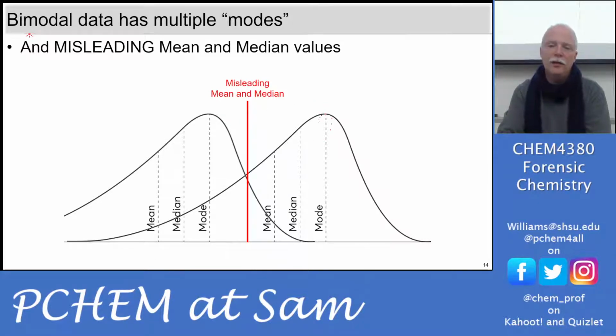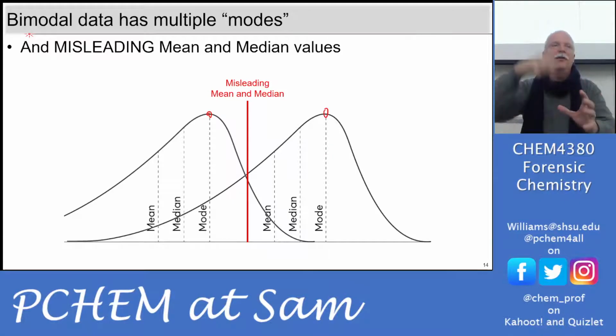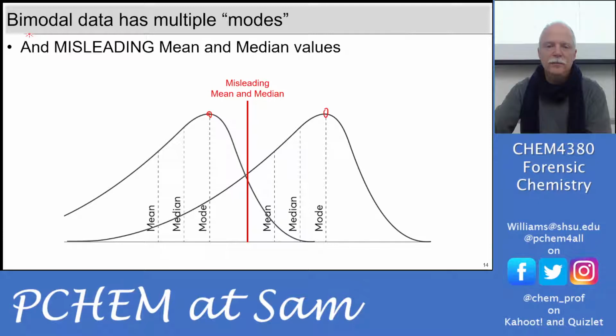You've got a large chunk of data here and a large chunk of data here. So these would be the most probable data values. If these data values were all in a sack and you were reaching in, you would get these mode values more often than you would get the overall mean. So that's what we mean by misleading mean and median values.